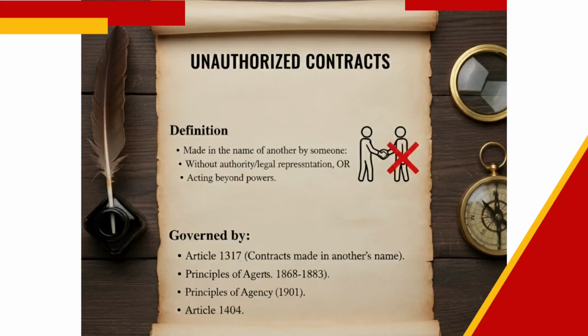Unenforceable: meaning of unauthorized contracts. Unauthorized contracts are made in the name of another by someone without authority or legal representation, or acting beyond powers. Governed by Article 1317, contracts made in another's name, and the principles of agency, Articles 1868, 1883, 1901. Article 1404, Statute of Frauds.